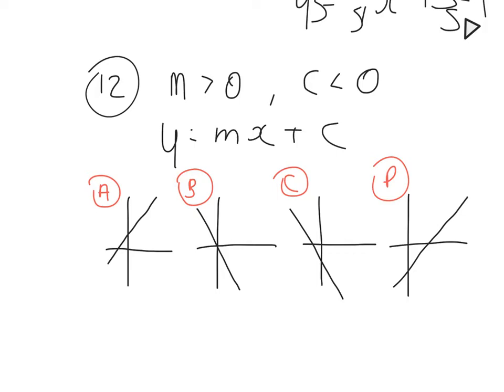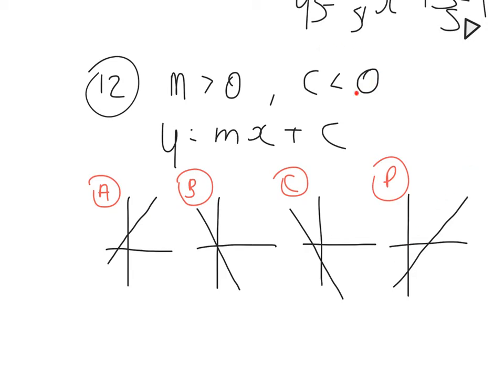So what we know is that the straight line has got a gradient which is greater than 0. That means it's sloping upwards from left to right. The y-intercept is less than 0, below the x-axis. Now if the gradient is positive, that then rules out B and C. So it can only be A or D because those are the only lines which clearly have a positive gradient.